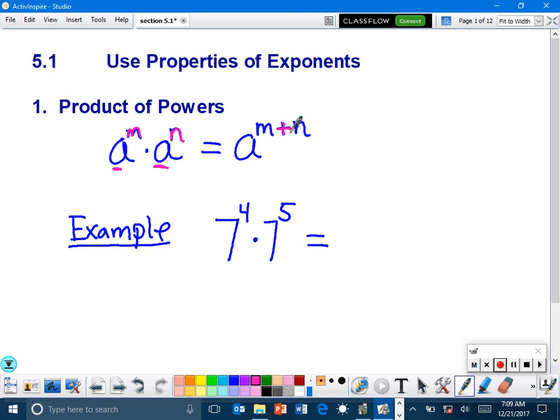So in our example, again, we have a base of 7. So we just add the 4 and the 5 together. So 7 to the 4 plus 5, which is 7 to the 9th power. Okay, pretty simple. Let's move on.